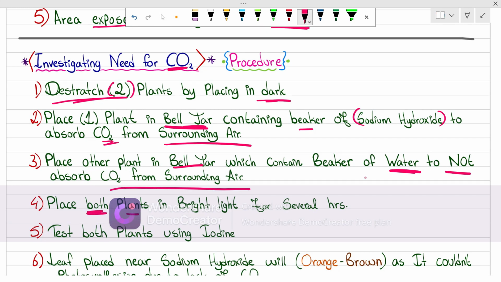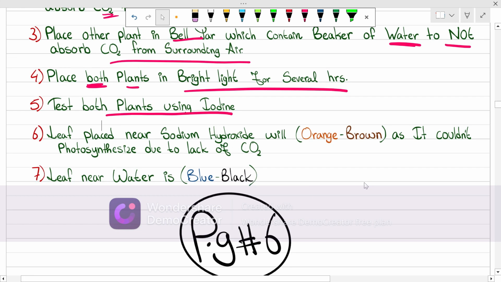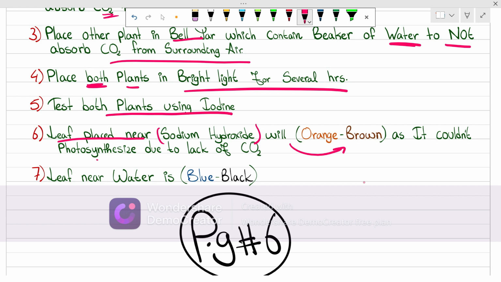Then we place both of the plants in bright light for several hours and test both plants for starch using iodine. The leaf placed near sodium hydroxide will become orange-brown because it couldn't photosynthesize due to lack of CO2. Of course, the sodium hydroxide was absorbing all the carbon dioxide, so the leaf itself was not able to absorb carbon dioxide and photosynthesize, so it will remain orange-brown, while the leaf near water will become blue-black because it was able to absorb carbon dioxide, since water does not absorb any carbon dioxide.